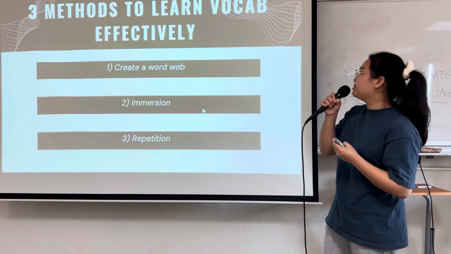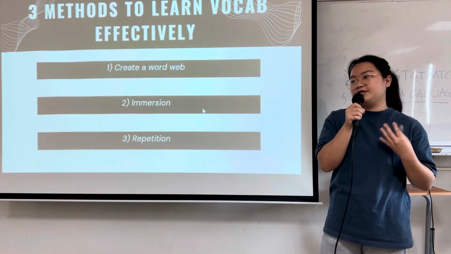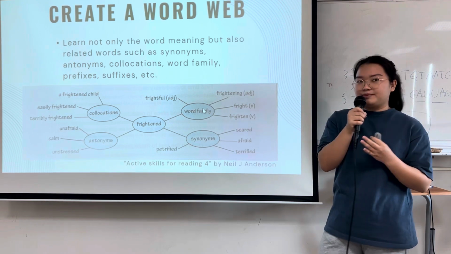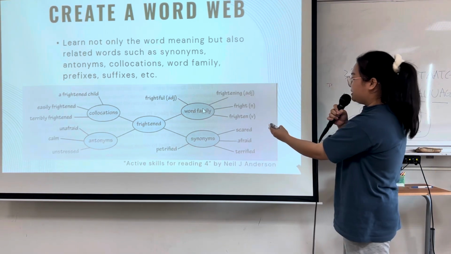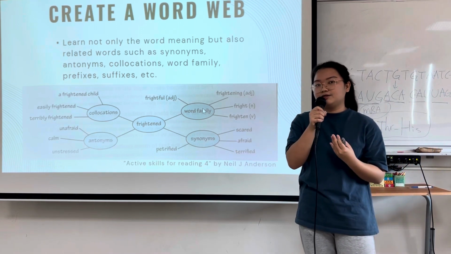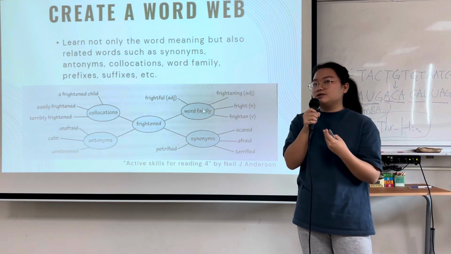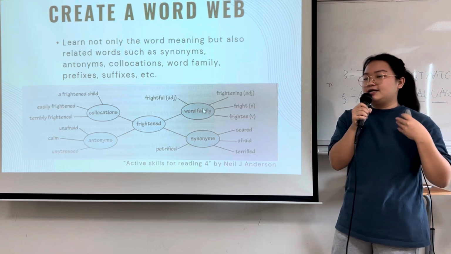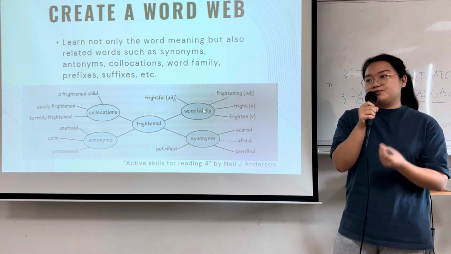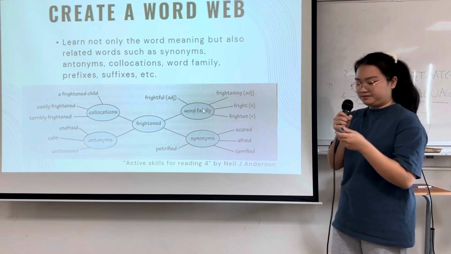These are three methods to learn vocabulary effectively. The first one is to create a word web. Create a web like this. As you can see in the picture, when you learn a word, you not only learn the meaning, but also learn some related words like collocations, antonyms, synonyms, suffixes, prefixes, and so on.